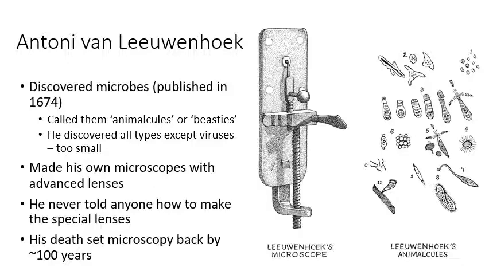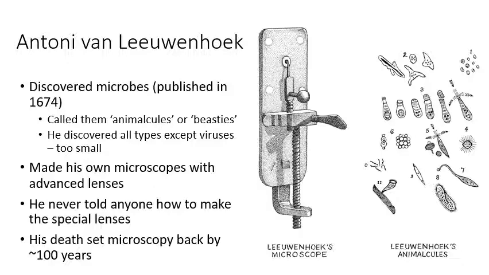But he was really jealous of his inventions, so he wouldn't let anybody look through his microscopes. If you wanted to see what he was seeing, you had to look at his drawings. He wouldn't let you look through the microscope. Not even the king, not even his wife got to look through it. And when he died, he had never told anybody how to make those special lenses, so no one else was able to make microscopes that were that advanced.